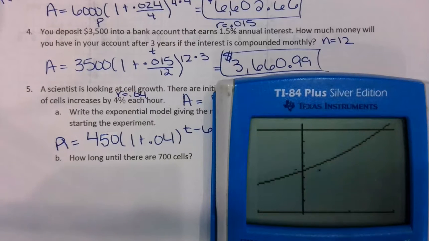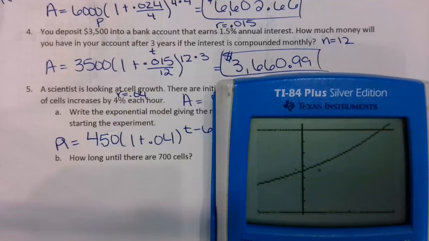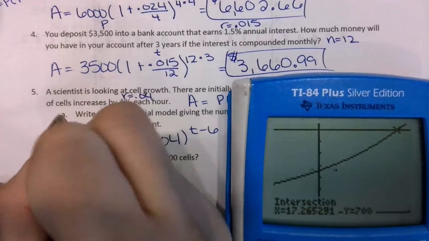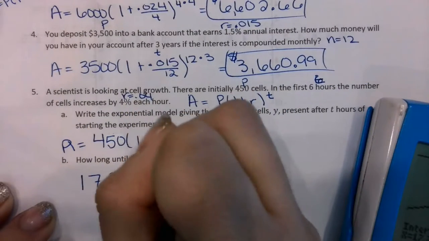Okay, then I just want to figure out where the two graphs intersect, so I go second trace, choice 5 for intersect, I press enter 3 times. It says 17.26 hours.